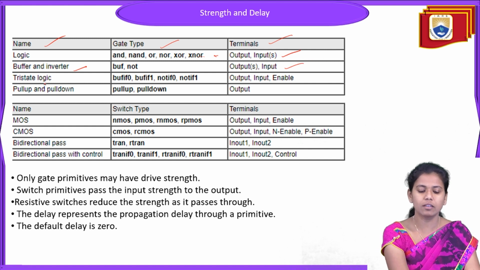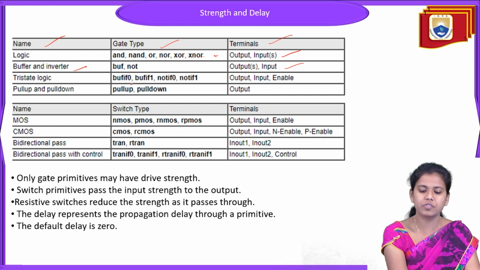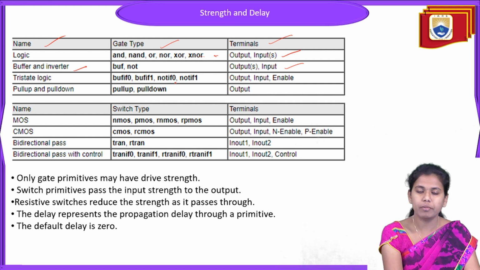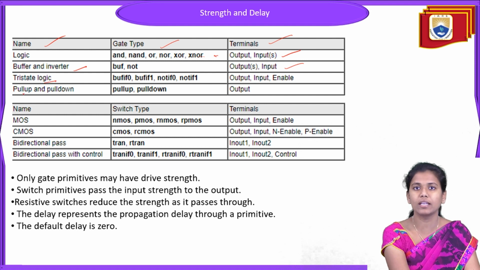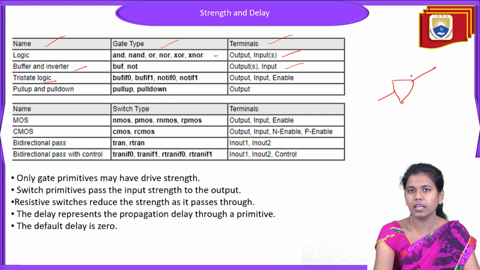And then the tri-state logic. What is this tri-state logic? Buf if 0, buf if 1, not if 0 and not if 1. These four are nothing but the tri-state logic. Why is this tri-state logic? Usually this is the NOT gate, right?